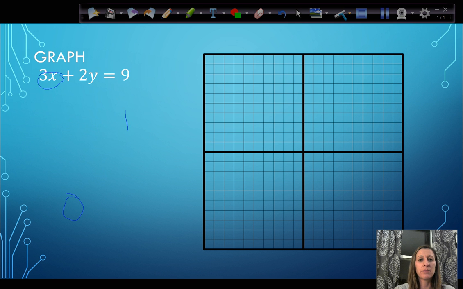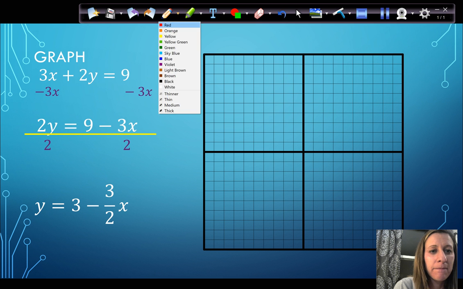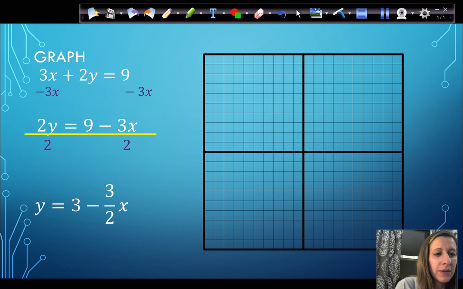All right, last example. 3x plus 2y equals 9. I'm going to cancel x first by subtracting, and then I'm going to divide both sides by 2, and I messed this up bad. All right, it's all right, we'll fix it. That really should be 4.5. Oops, that's really terrible.